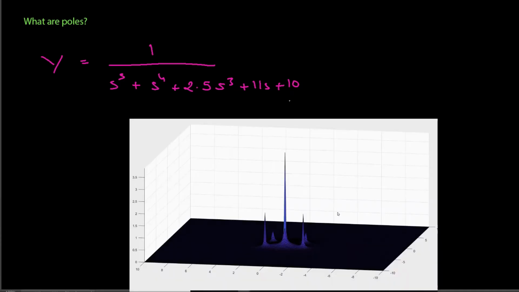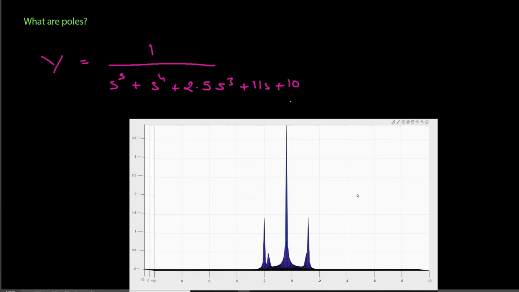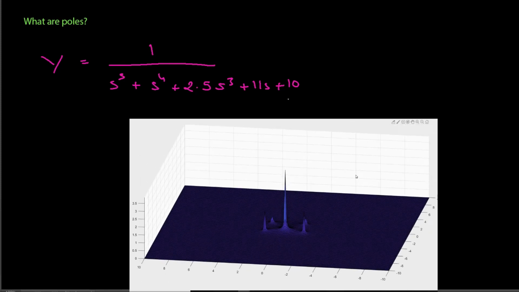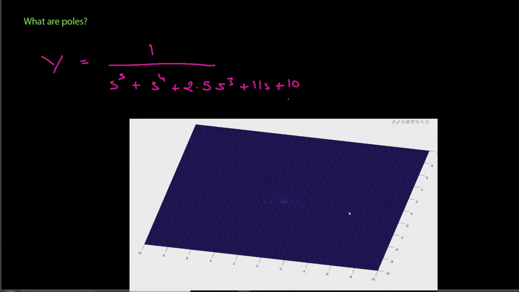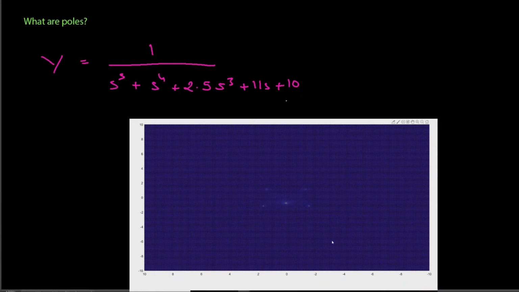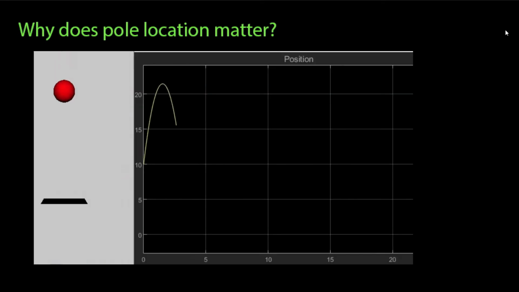When we plot the transfer function, we see that there are 5 vertical columns rising from the surface. So in short, poles are such input points for which we get unusually high output. But if for all poles we get a high response, then why are we so concerned about the location of these poles? To understand it, consider a ball falling freely from the sky.